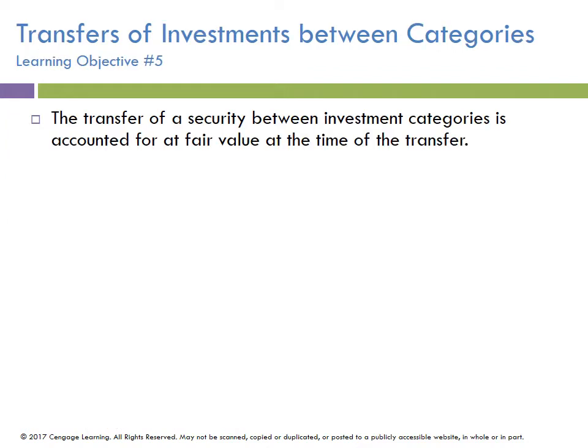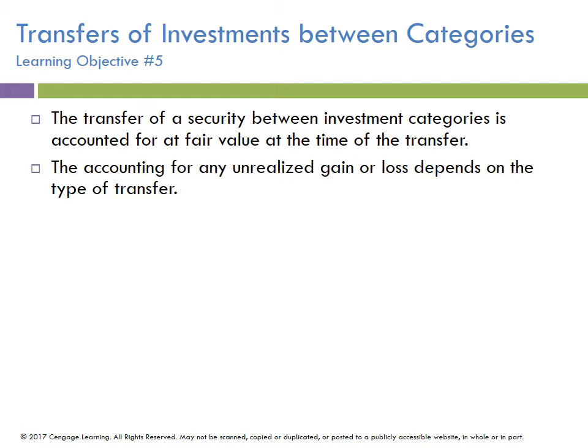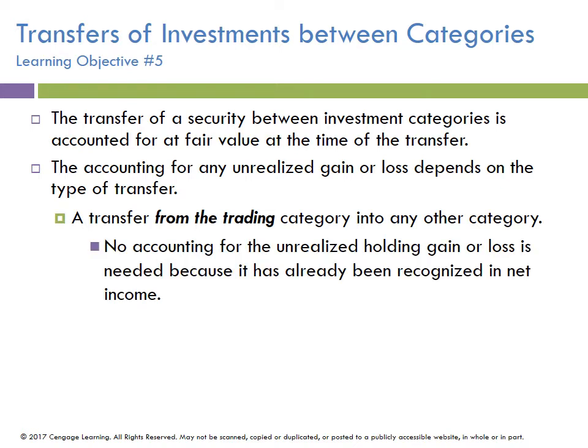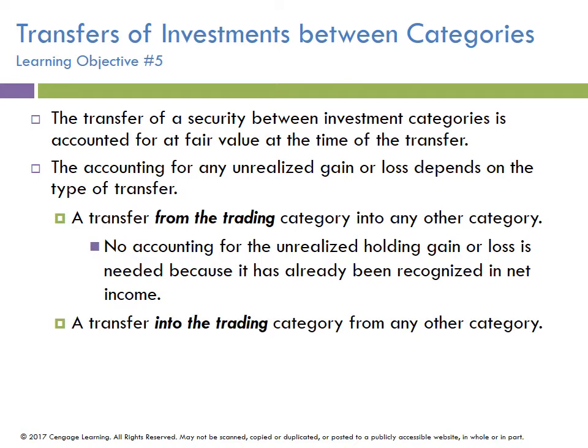What happens if we transfer investments between categories? Well, the transfer of a security between investment categories is accounted for at fair value at the time of transfer. The accounting for any unrealized gain or loss depends on the type of transfer. So if you're transferring from the trading category into any other category, there's no accounting for the unrealized holding gain or loss because it has already been shown in net income.